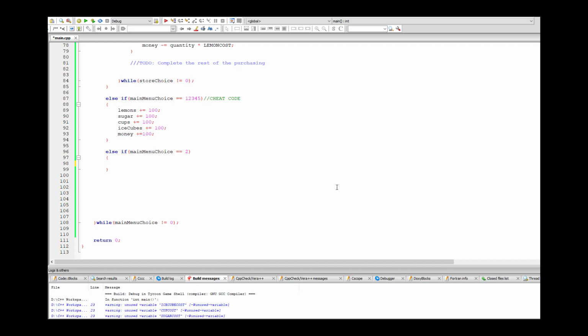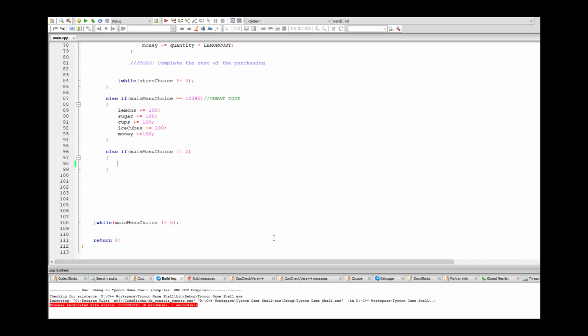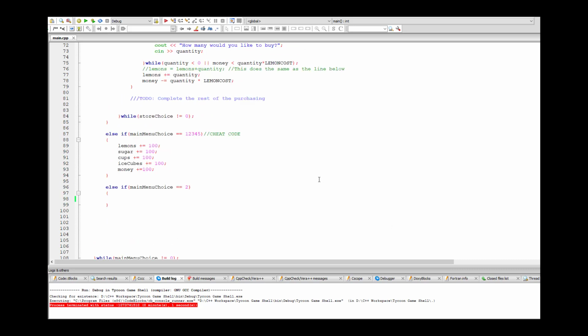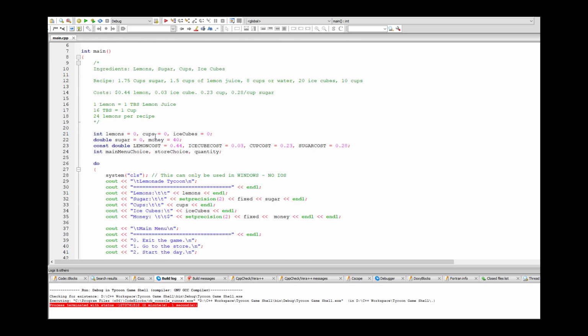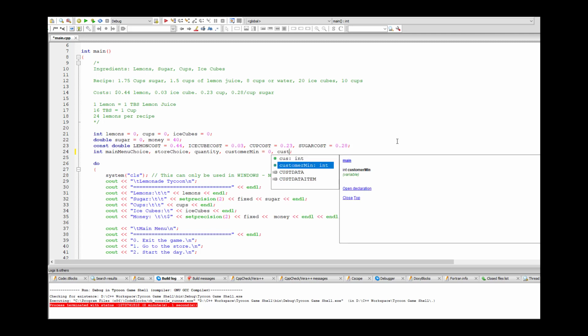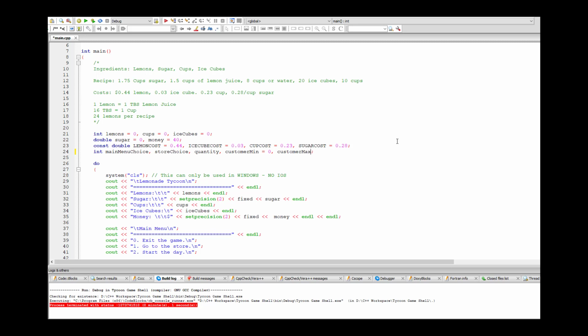Okay, so what do we do when we start the day? All right, so this is where things get a little bit tricky. We're going to have to start by determining the number of customers that come during the day. So what we're going to need is a minimum and maximum number of customers. So we'll go to the top here and add that in. Customer min. We're going to say customer min is 0 because there could be no customers that day. And we'll say customer max is equal to, let's say at most you get 20 people.